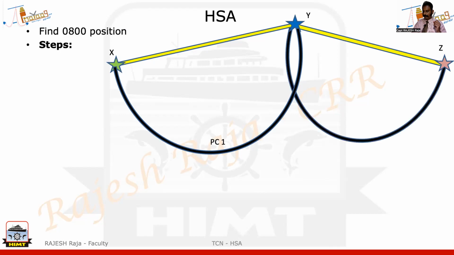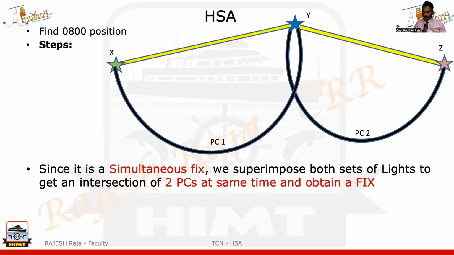Then with the center, I would have drawn one more position circle. So I've got 2 position circles. Both of them are the same time, so obviously it is a simultaneous fix. Wherever they intersect, I can have a fix.